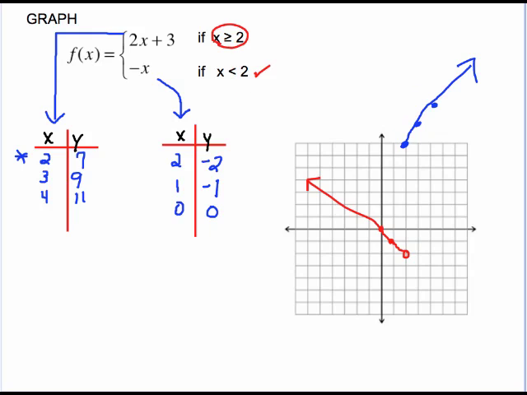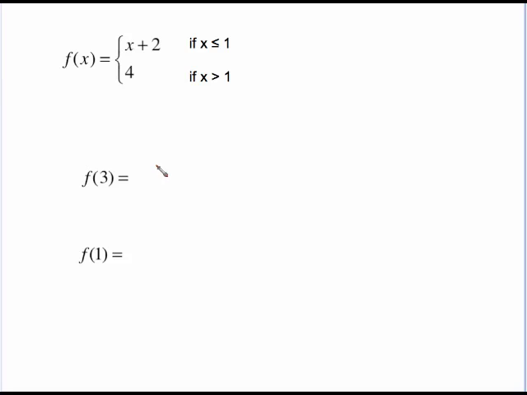Let's take a look at another one. Back to doing plain old arithmetic. This says f of 3. Which one do I use? This one right here because this is the function you use when x is greater than 1. Well, this just says f of x always equals 4 if x is greater than 1. So this is just 4, no arithmetic necessary. This says f of 1. Well, I need to use the one that says less than or equal to 1. Plug your 1 up here and you get 3.